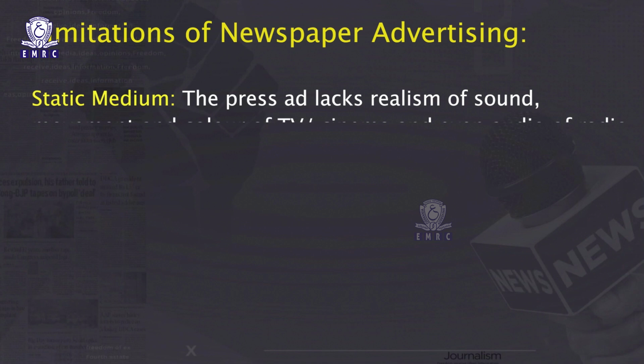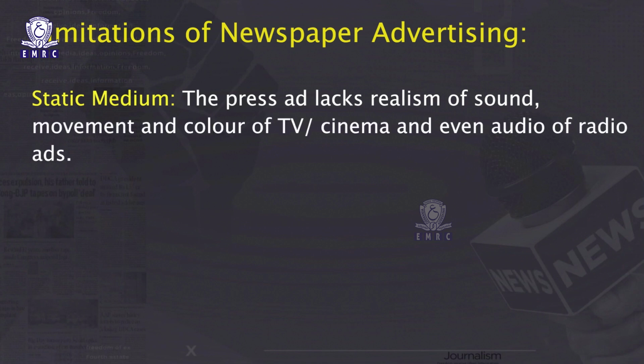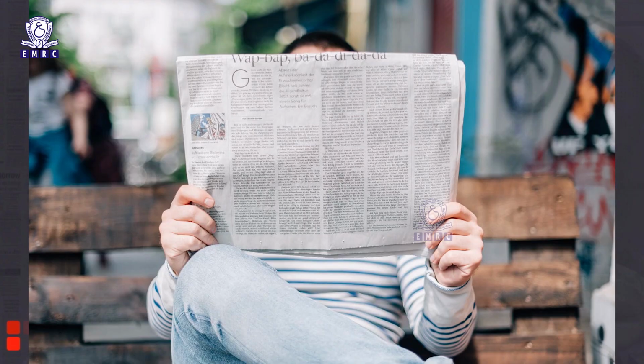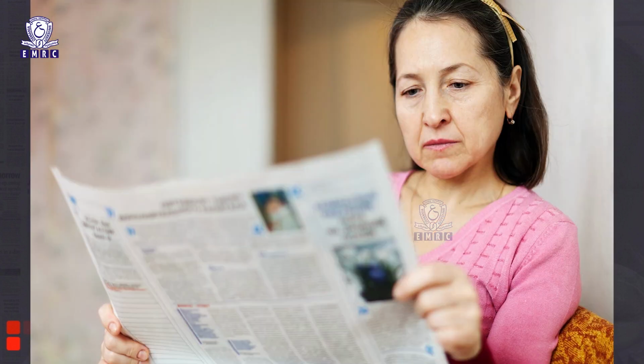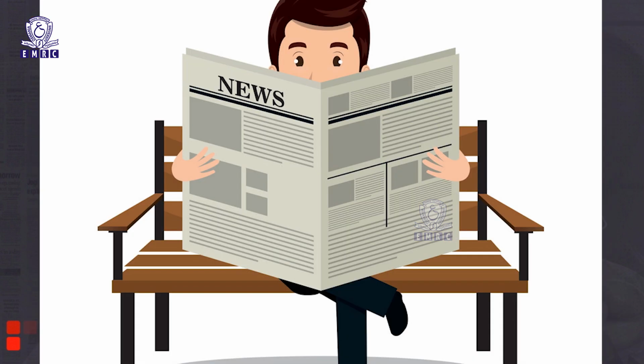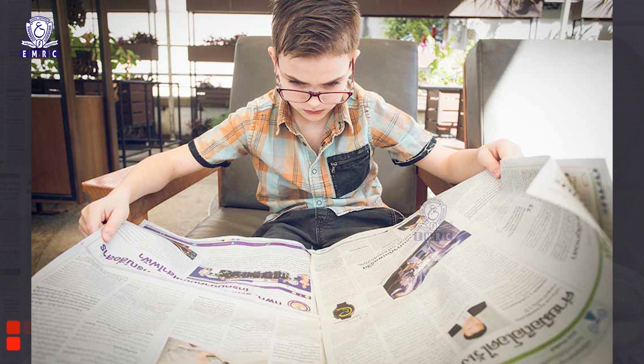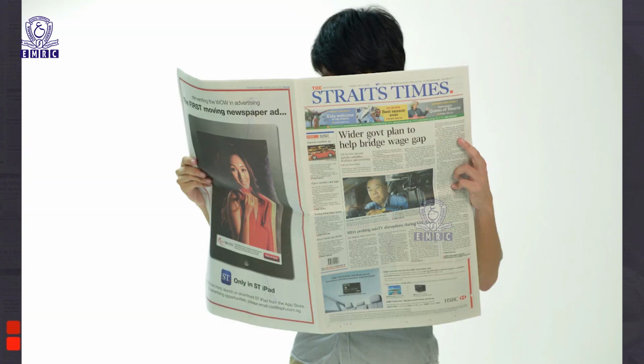Static medium. The press ad lacks the realism of sound, movement and color of TV, cinema and even audio of radio ads. Newspapers published in different languages. Newspapers are widely and regularly read by the educated public. Reading the newspaper is the daily habit of many people in cities and towns and some literate people in the villages. Many have also become accustomed to advertisements in newspapers and look for them as a source of information. The circulation of some of the national dailies in India runs into several millions.